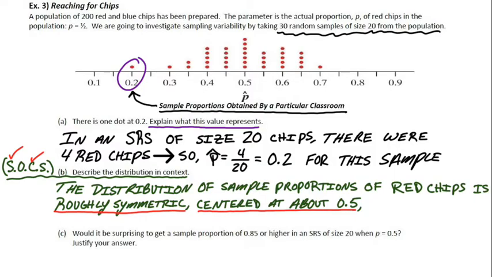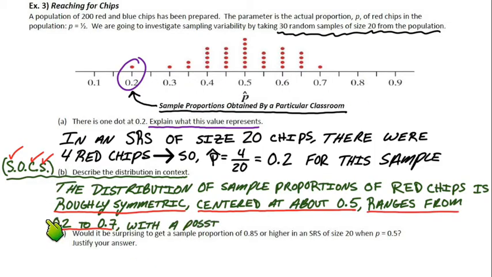So I got shape, I got center. The spread, we could say it ranges from 0.2 to 0.7. So we've covered the spread. Check mark on the S. And we have one possible outlier, it looks like, at 0.2. So that's a really important piece. If you're going to say there's a possible outlier, you have to point out where it is. So we're referring to the one at 0.2. And there it is. Full credit. We mentioned shape, outliers, center, and spread, and we did it in context as well.